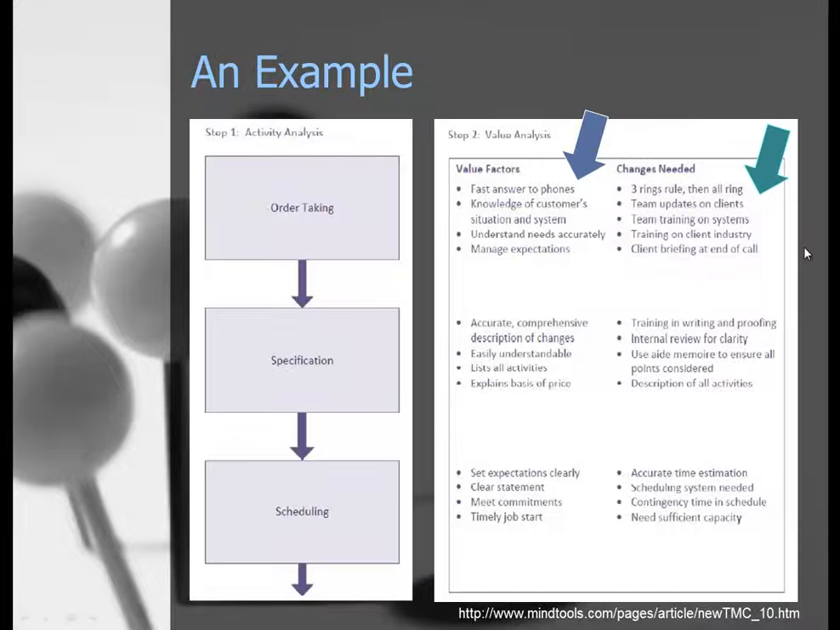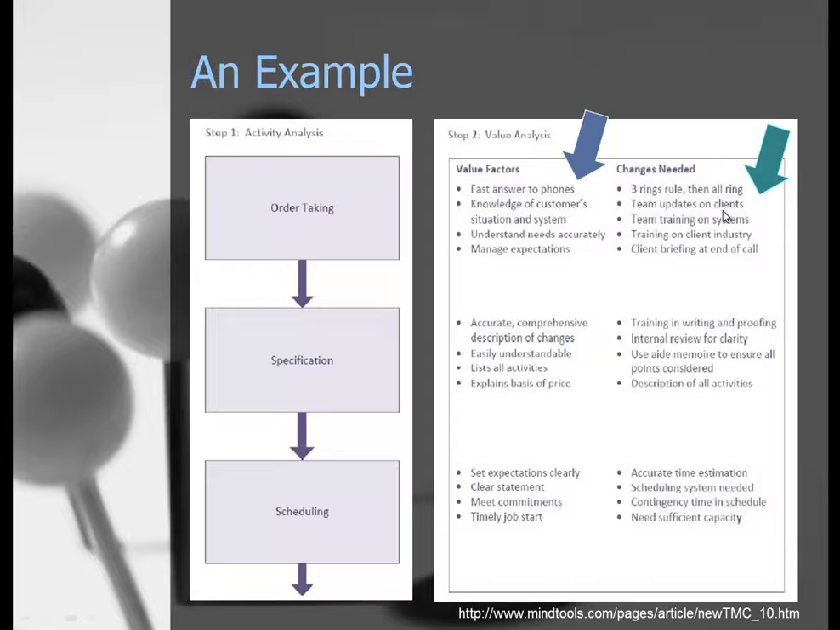The next stage then is evaluation and planning. So fast answer to phones. What does that mean in concrete terms? All right. Right now there wasn't one in that company. So they decided that it would be 3 rings, and then all the service phones would ring, so the very next person could pick it up.